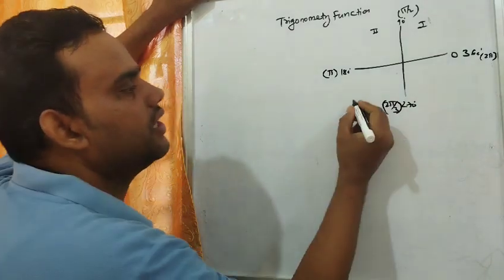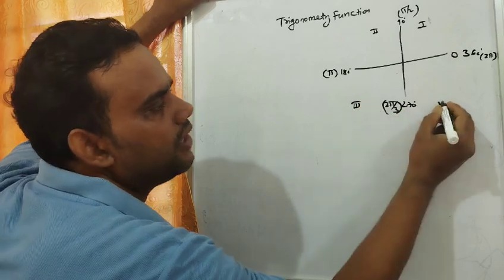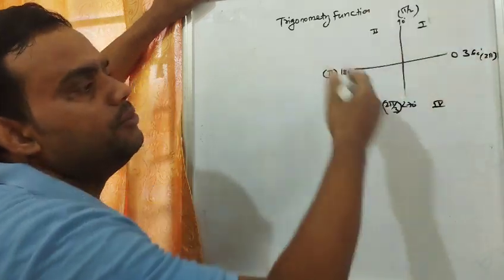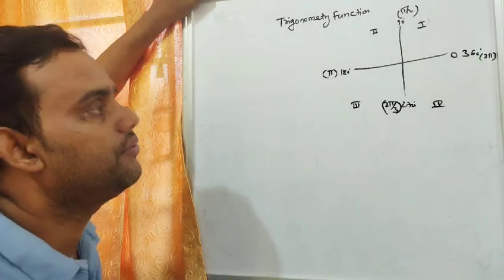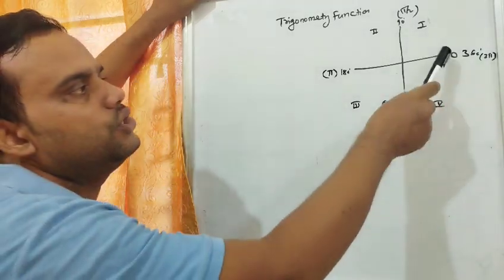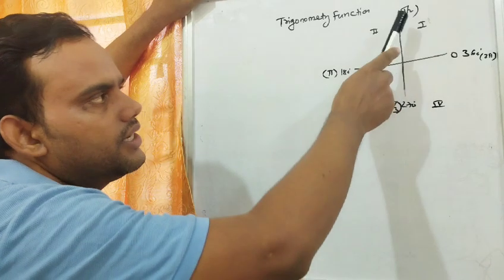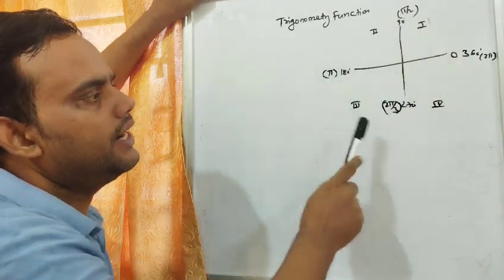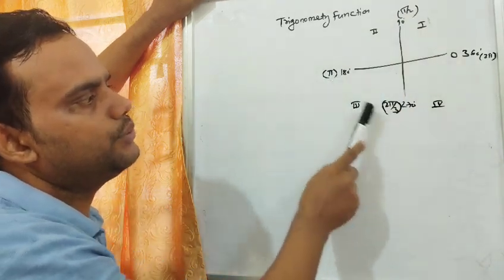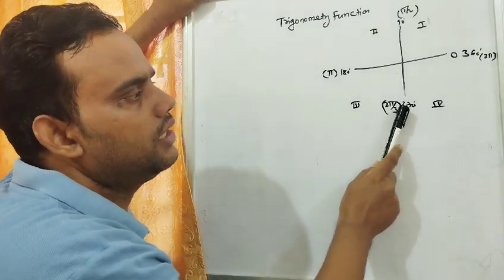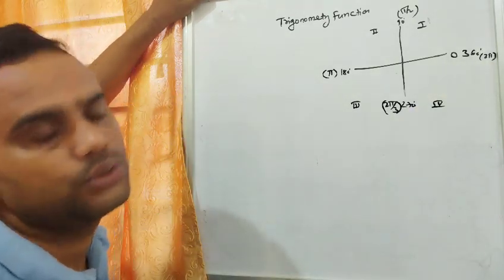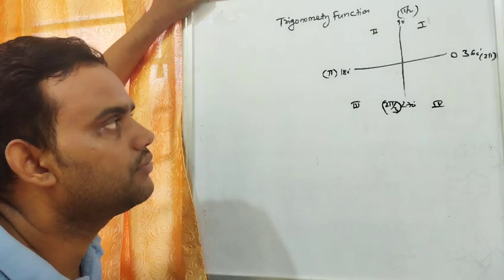So, how many quadrants are there? There are four quadrants. So, in trigonometry functions, first quadrant is 0 to pi by 2. Second quadrant, pi by 2 to pi. And third quadrant, pi to 3 pi by 2. And fourth quadrant is 3 pi by 2 to 2 pi. So there are four quadrants.